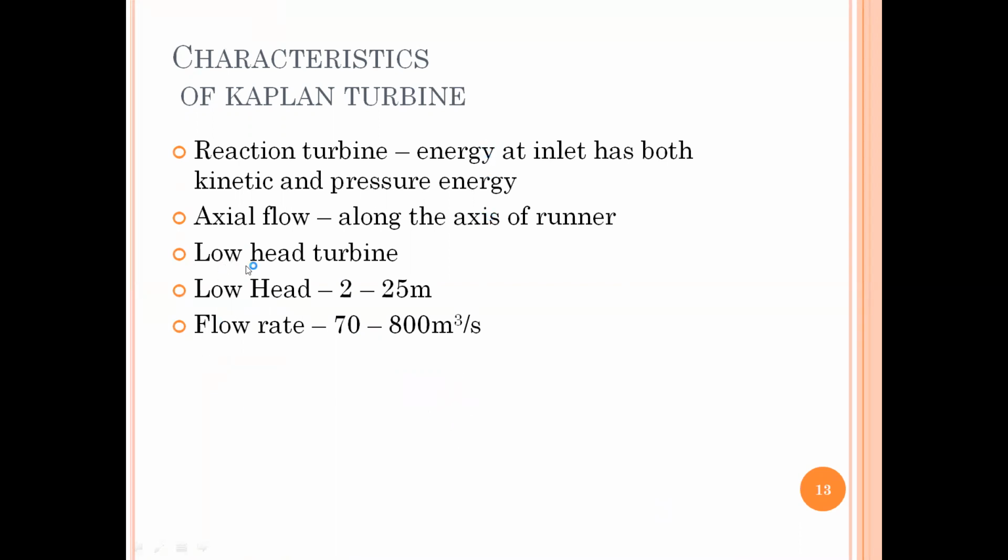Okay, and it's a low head turbine. Okay, it does not require a high head. The range is between 2 to 25 meters. Okay, so with a very small head itself, it can work well. But instead of head, it requires a high flow rate, that is minimum 70 to 800 meter cube per second. So this turbine is classified as a low head, high discharge turbine.